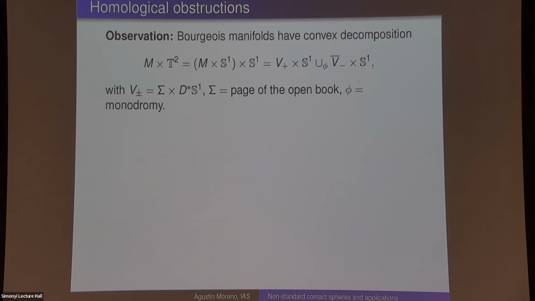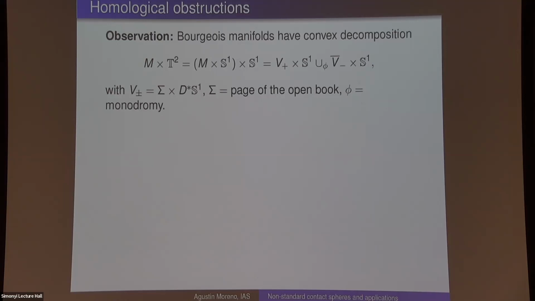Okay, so the first observation is the following. If I take a Bourgeois manifold, by construction of the contact structure, it's actually T2 invariant. There's an obvious action of T2 on the second factor, and the contact structure that you find is invariant for that action. So in particular, it is S1 invariant in two different ways, for each of the S1 factors. If I do the following dumb thing, I write my manifold M times T2 as M times 1 times S1, so I distinguish one of the S1 factors, then I can rewrite this as being obtained by gluing two pieces together, V plus times S1 and V minus, with opposite orientation, times S1, along some gluing map phi, which is basically induced by the monodromy of the open book.